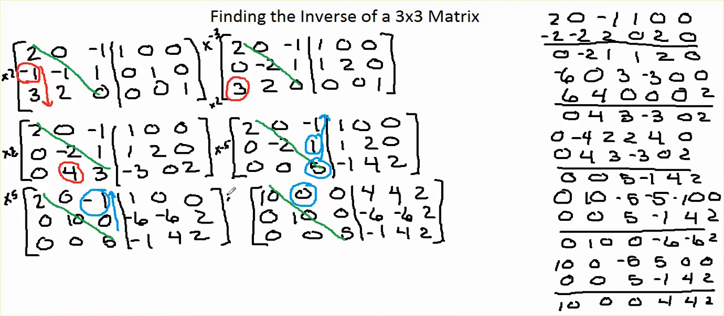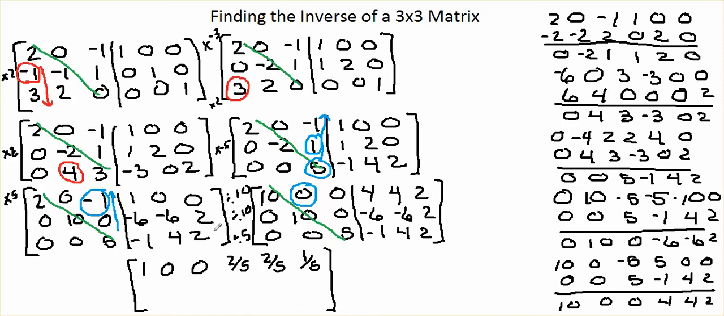So we're going to have to divide the top row by 10, the middle row by 10, and our bottom row by 5. And when we do so, what do we get? Let's do the division. 10 divided by 10 is 1, 0, 0. 4/10 is 2/5. Again, 2/5. 2/10 is 1/5. We'll divide the middle row by 10 and we get 0, 1, 0, -3/5, -3/5, and 1/5. And we'll divide the last row by 5 and we'll get 0, 0, 1, -1/5, 4/5, and 2/5.